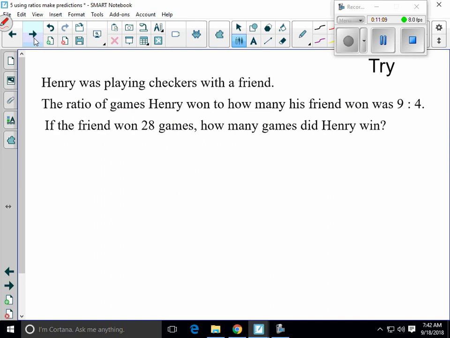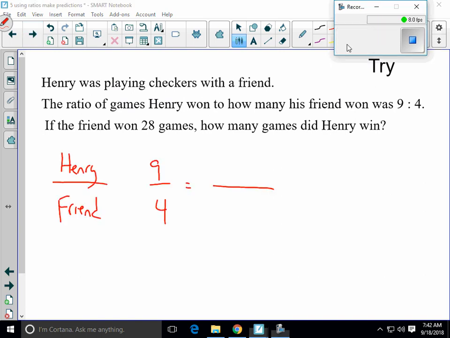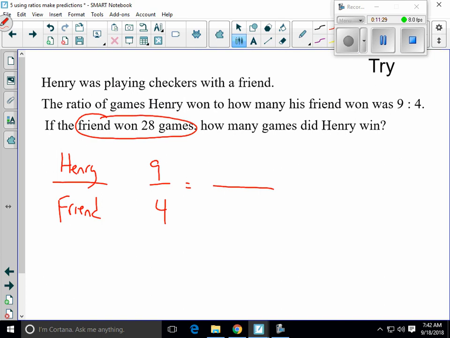Okay, here's one for you to try. Henry was playing checkers with a friend. The ratio of games Henry won to how many his friend won was 9 to 4. If the friend won 28 games, how many did Henry win? Please pause the video and try it out. Okay, the friend won 28. The friend I put as my denominator. So hopefully you put that 28 in the denominator, multiplied by 7 to make an equivalent fraction, and you got 63 games for Henry.